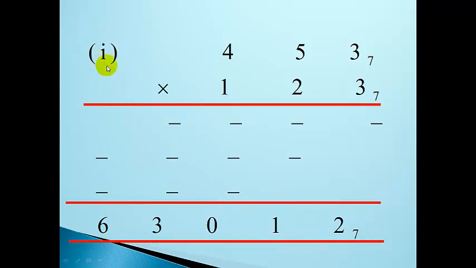Now, with the example in II, we were given 4, 5, 3 base 7 to multiply by 1, 2, 3 base 7. And I give this to you as an exercise to solve. That is, multiply 4, 5, 3 base 7 by 1, 2, 3 base 7. The answer is 6, 3, 0, 1, 2 base 7. So try and see if you can multiply 1, 2, 3 base 7 by 4, 5, 3 base 7 to get 6, 3, 0, 1, 2 base 7.